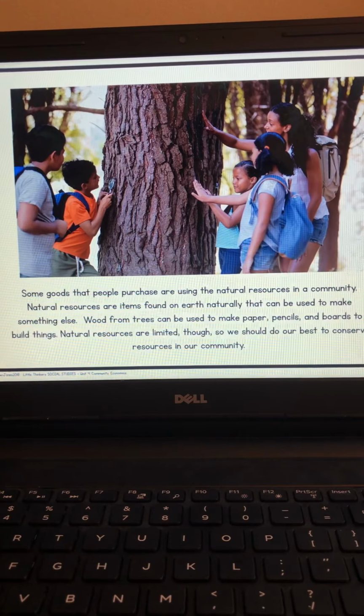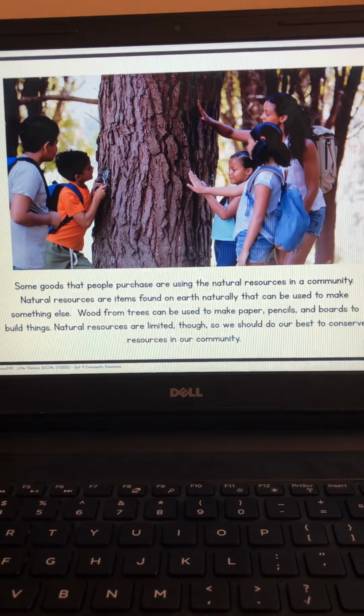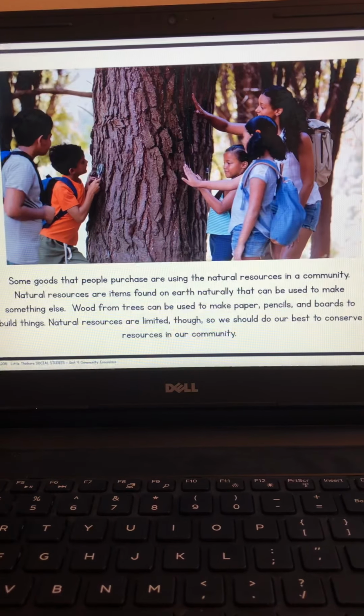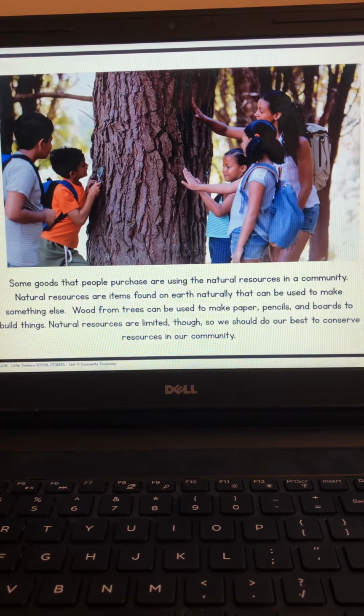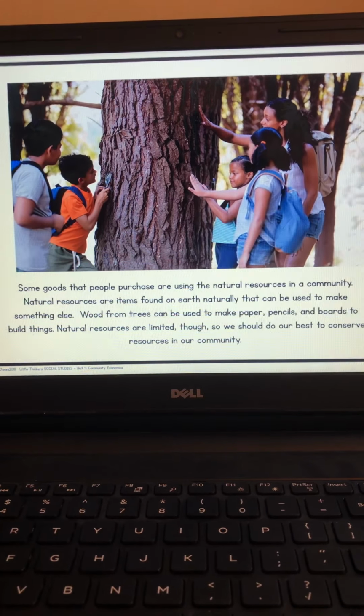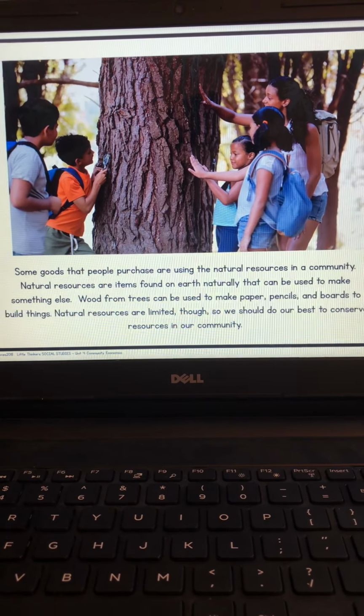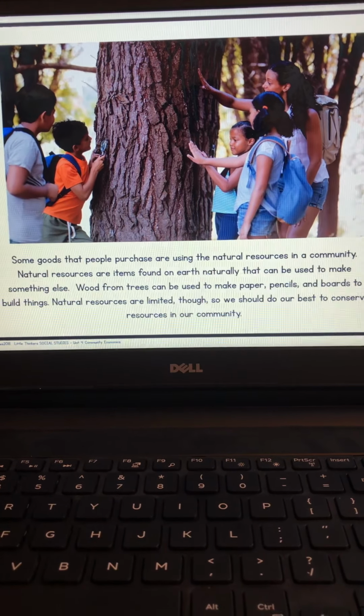Trees grow in the ground. You don't make trees in a factory. Water is a natural resource. Air is a natural resource. Plants and animals are all natural resources. But it's important to keep in mind that natural resources are limited.